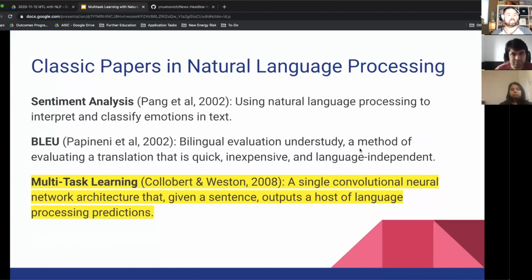In the current day, sentiment analysis is still used. BLEU is being replaced by newer methods of evaluation, and multitask learning is still relevant, which we'll talk about more.